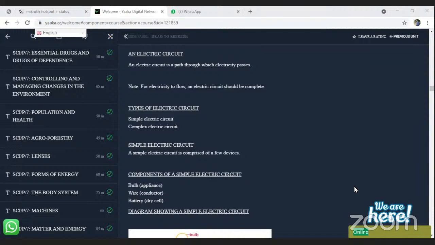But maybe one thing before we talk about what we need to talk about today, we need to look at the types of current electricity, because there are also two types of current electricity. Those are common questions that you can be asked. Types of current electricity. If you know them, you can tell me.